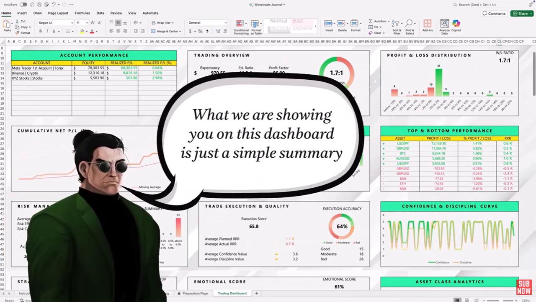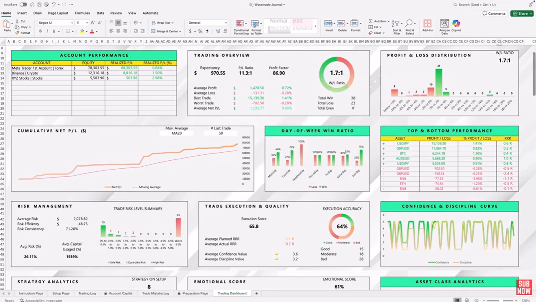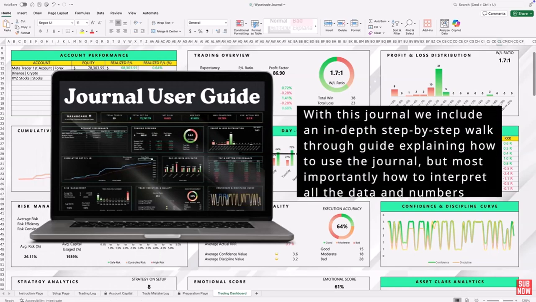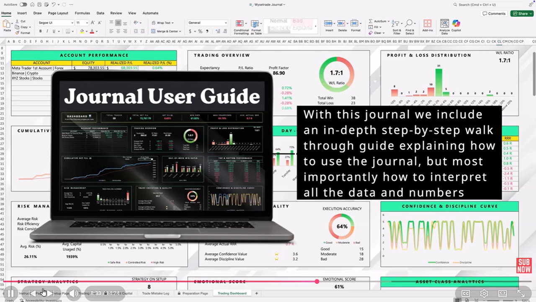Now, what we are showing you on this dashboard is just a simple summary. As you can tell, there's a lot of other data and numbers given here. With this journal, we include a step-by-step walkthrough guide explaining how to use and interpret all the data and numbers here so that you can effectively make insane improvements to your trading.